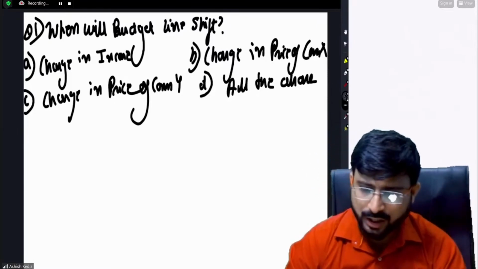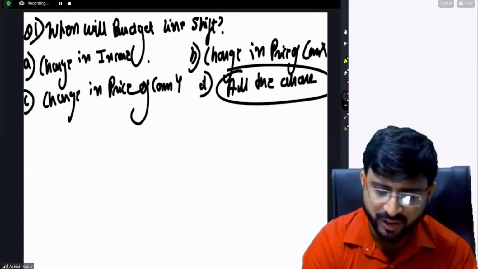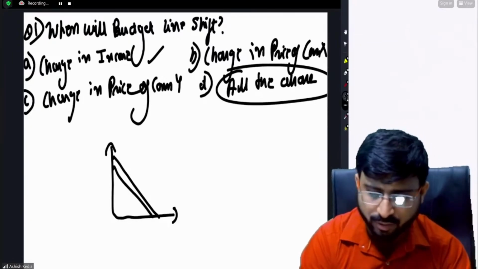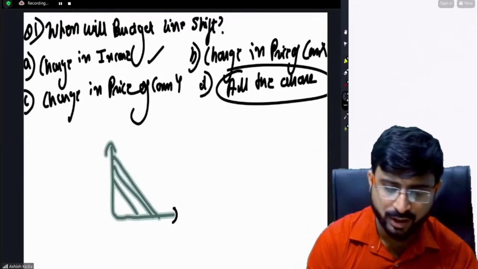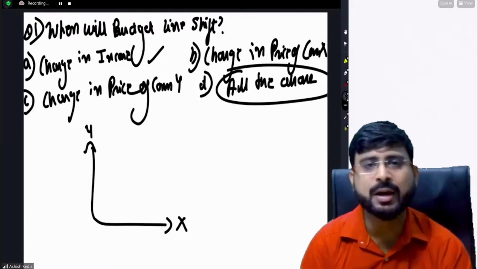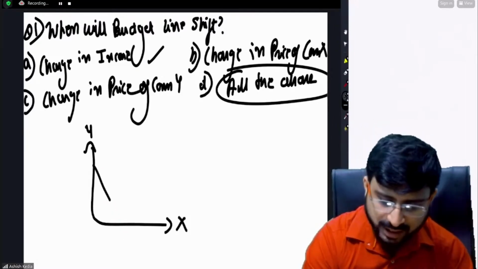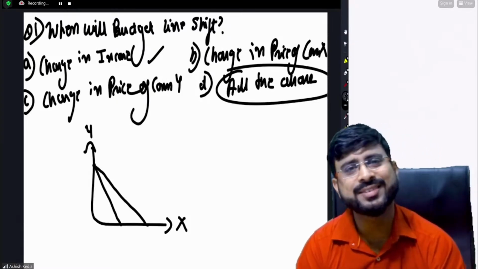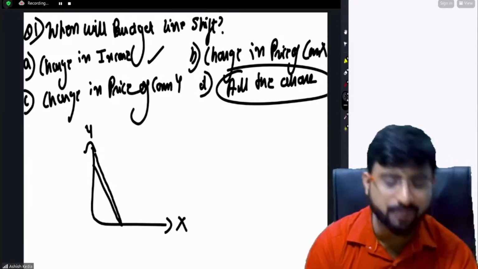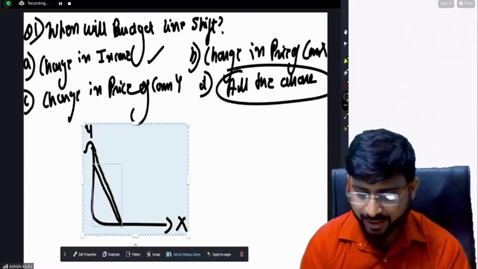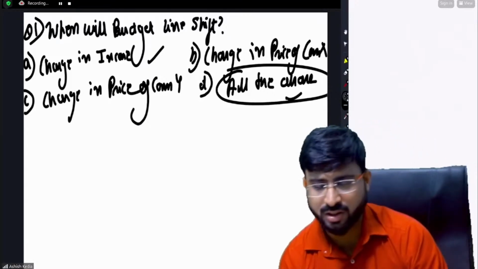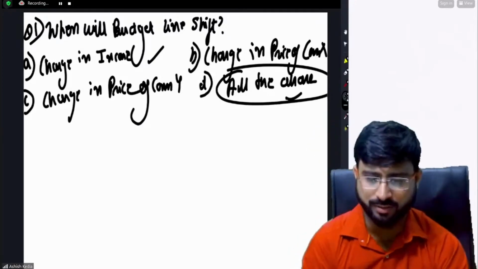Very good. So your answer should be all the above. Because if income rises, the budget line will shift rightward. If income falls, it will shift leftward. If the price of, let's say, X changes and the consumer can buy more of X, the budget line will change accordingly. Similarly, if the consumer can purchase more of Y, then it will shift upwards. So whatever the case may be, all the cases are possible, be it change in price, change in income, price of X or Y.